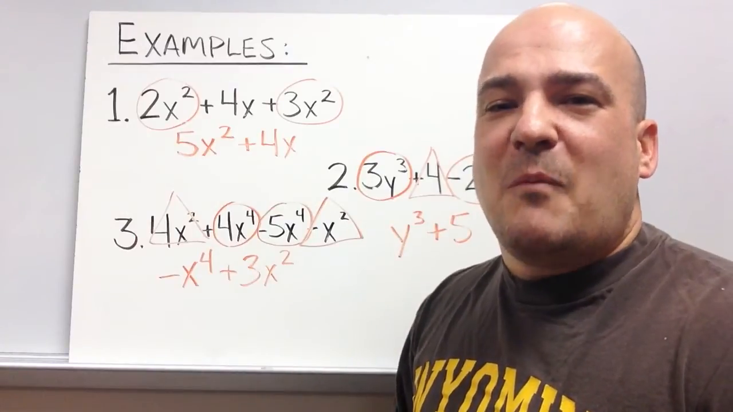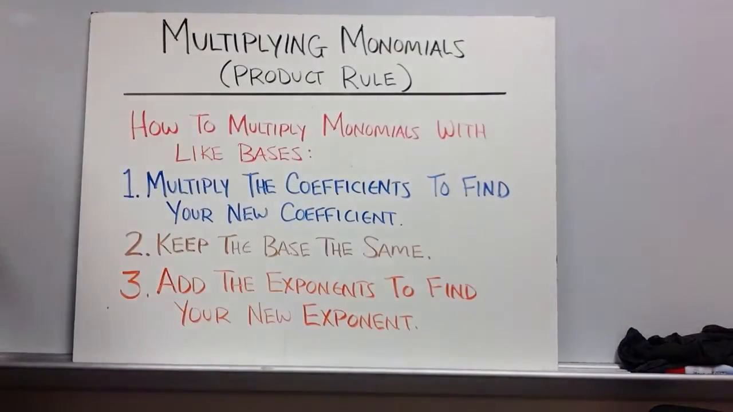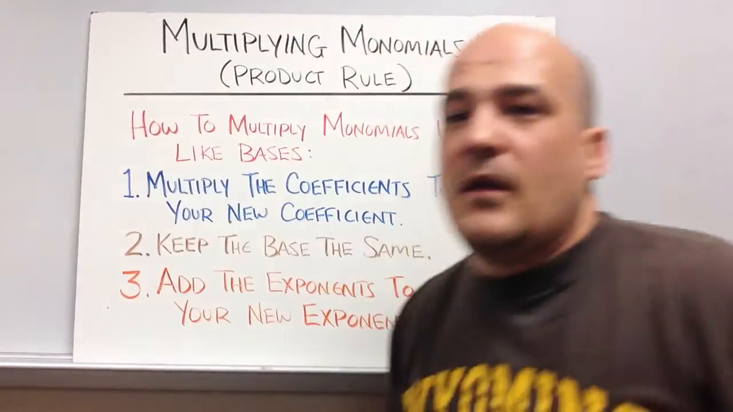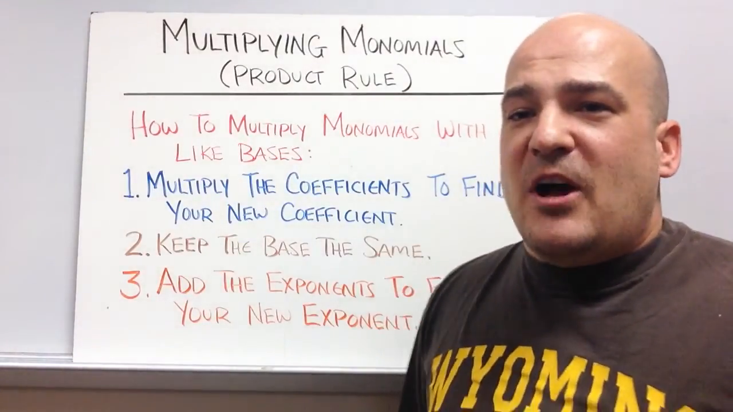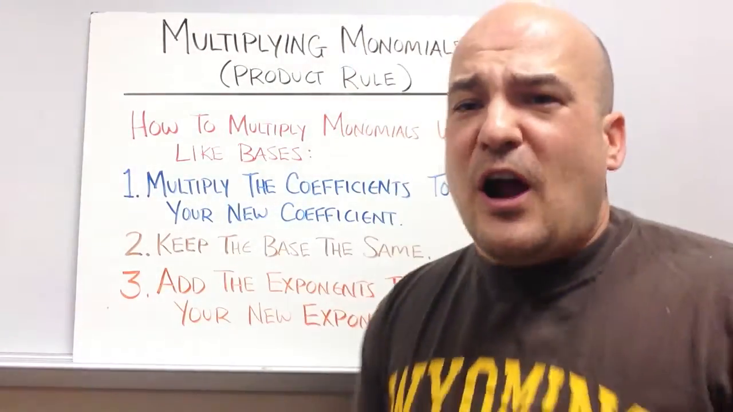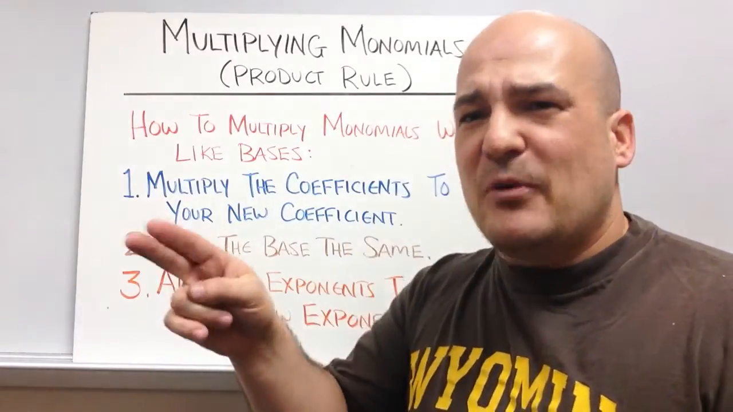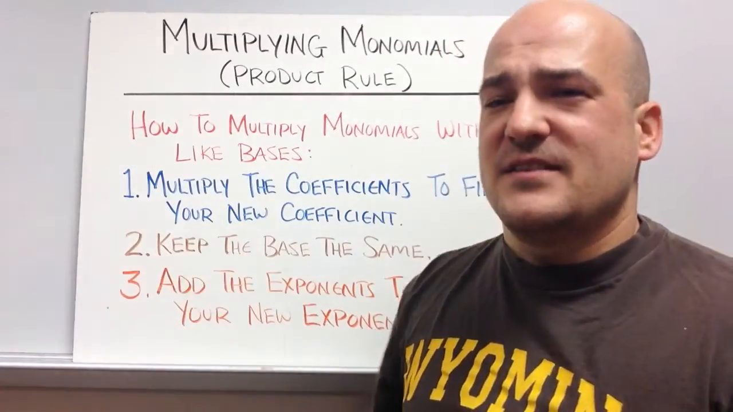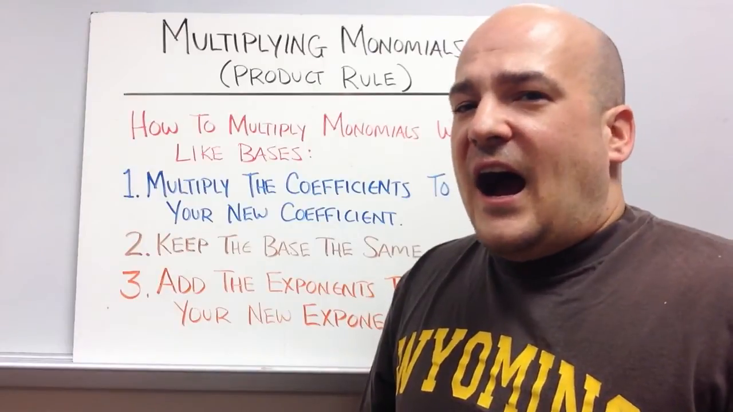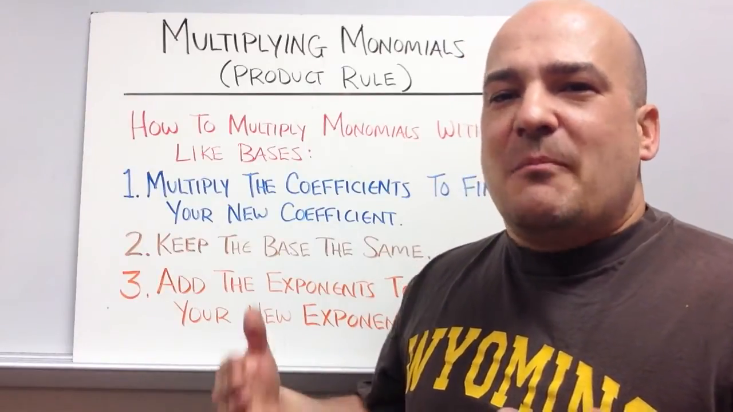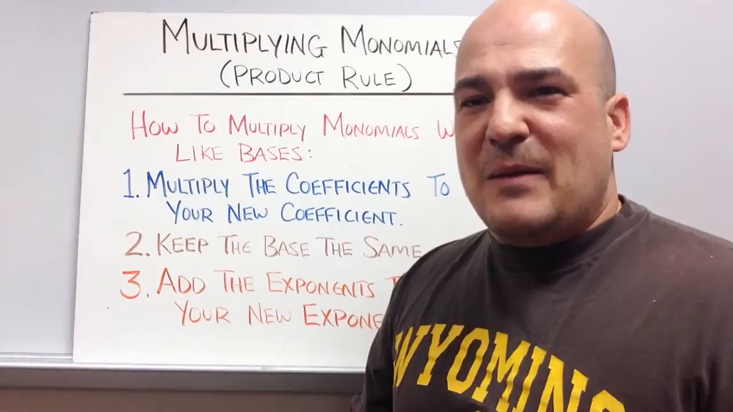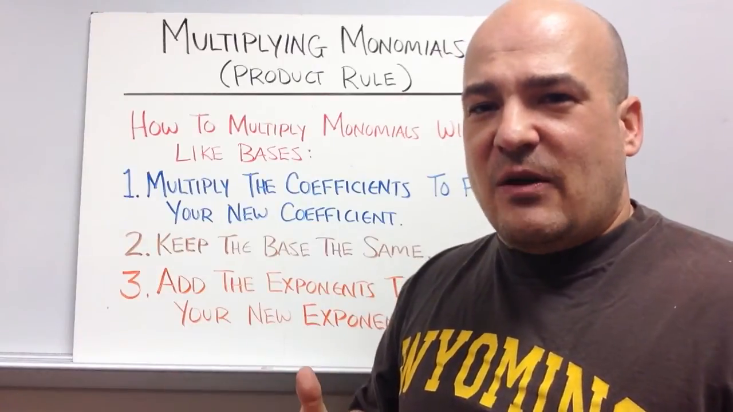So we're going to talk about multiplying monomials now. All right, multiplying monomials. This is also known as the product rule. A lot of math teachers teach their students to memorize the product rule. You have to memorize this. I feel differently than that. I don't want you to memorize this. You don't have to memorize it as long as you understand how it works.